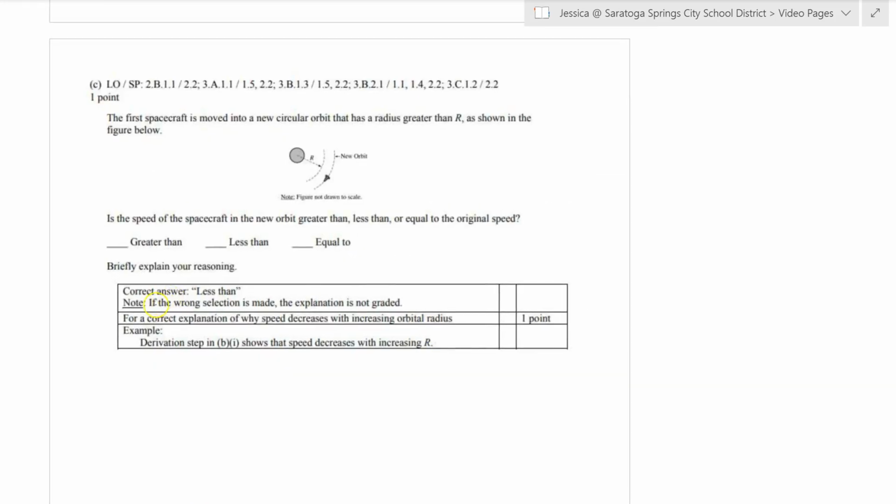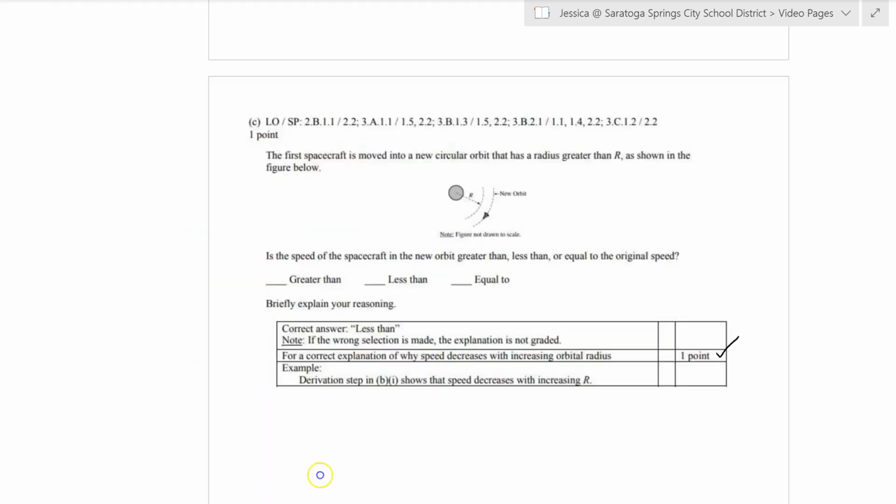I get no points for selecting less than. But if the wrong answer is selected, your explanation is not graded. So if you pick greater than or equal to, you can't get any points, unfortunately. So for a correct explanation of why the speed decreases with increasing orbital radius, I did that. Their example is the derivation in step B1 shows that speed decreases with increasing radius.